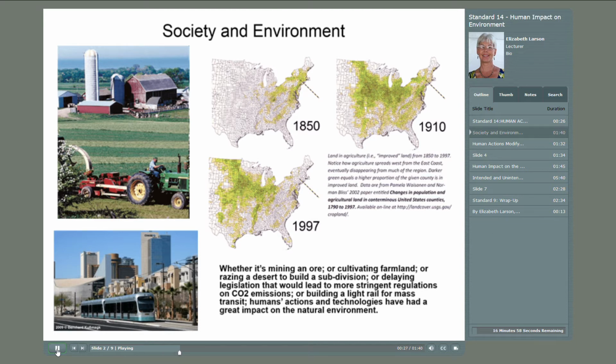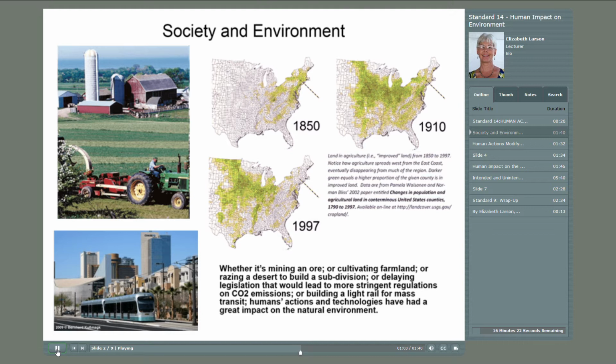If we look at the maps in the upper right-hand corner, we see 3 maps of the eastern portion of the United States from 1850, 1910, and 1997. These maps are showing us land in agriculture, or improved land. What we can see is how agriculture first begins in the eastern colonies and then begins to spread westward from the east coast and grows ever darker green as we move west.